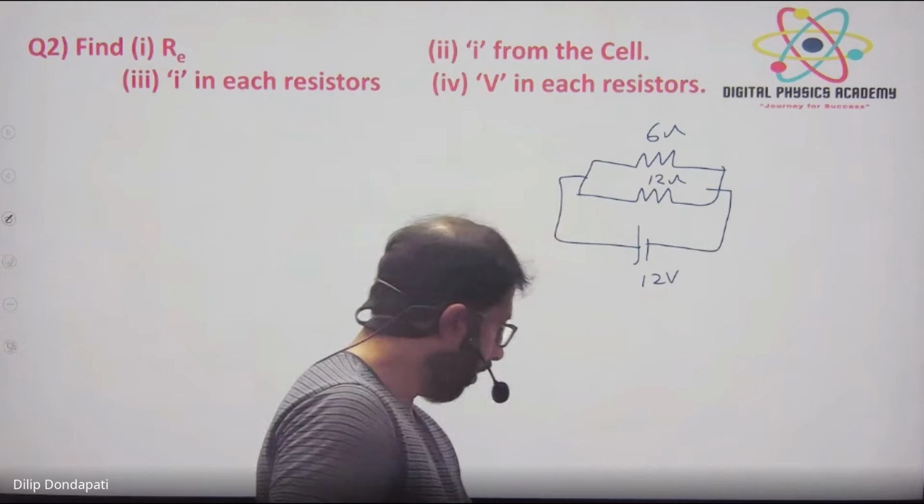So R equivalent is 4. I from the cell is 3 amperes. I1 is 2, I2 is 1. And V is equal to 12. Yes, check. Correct. Good. Next.